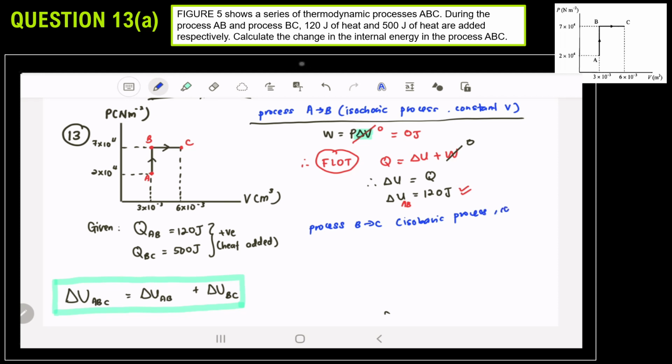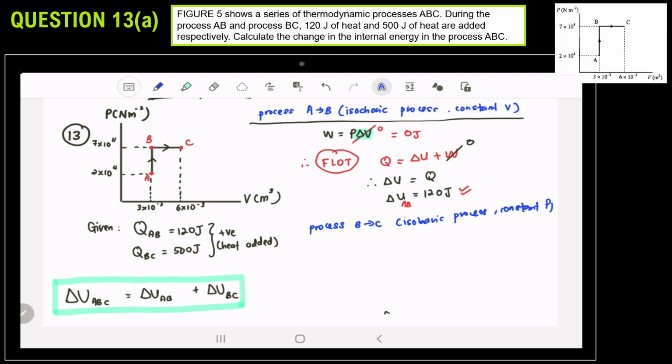Okay, so because we have constant pressure, for the isobaric process we have two types, which are expansion and compression. You can see here, from B to C, the volume of B is 3 × 10^-3, but C is 6 × 10^-3. So you can see the volume is increasing, which means this is an isobaric expansion process.